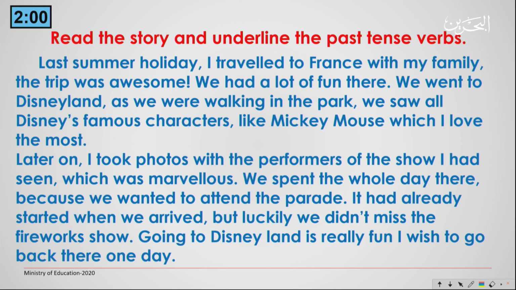We spent the whole day there because we wanted to attend the parade. It had already started when we arrived, but luckily we didn't miss the fireworks show. Going to Disneyland is really fun. I wish to go back there one day.